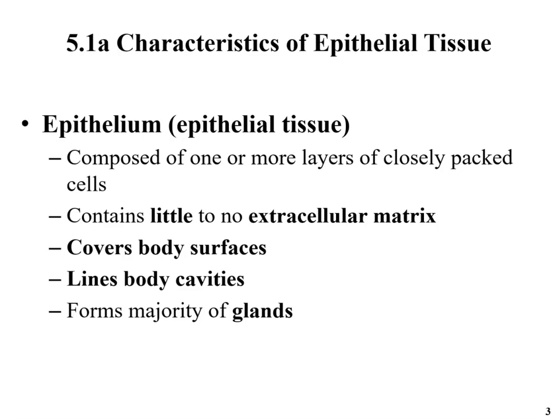So the first tissue we're going to talk about is epithelium. This is epithelial tissue. It's composed of 1 or more layers of closely packed cells that contain little or no extracellular matrix. The epithelium covers body surfaces. So your skin would be an example of an epithelium. The lining of your gastrointestinal tract would be an epithelium, and it lines body cavities. So remember those serous membranes we learned about, the visceral and the parietal layers? Those are epithelia. And epithelia form the majority of the body's glands.